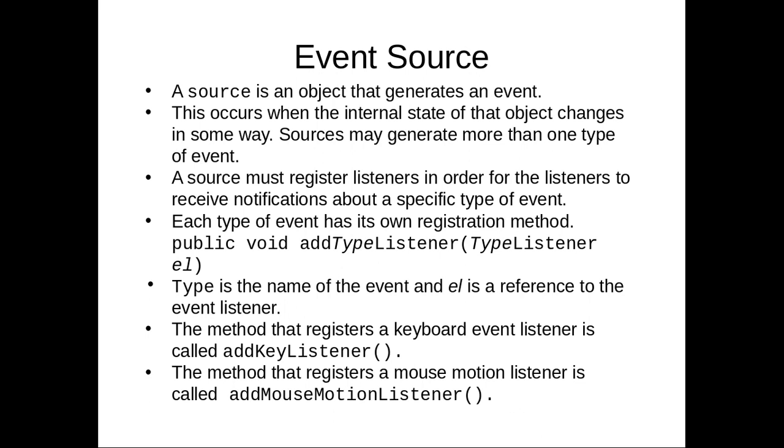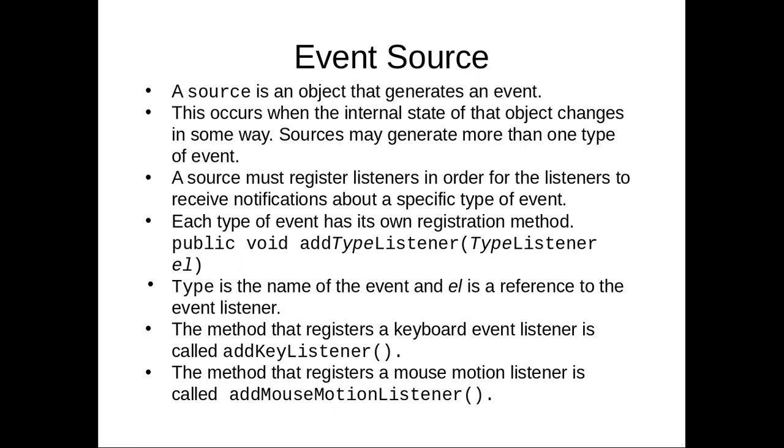What is an event source? A source is an object that generates an event. This occurs when the internal state of an object changes in some way. Sources may generate more than one type of event. A source must register listeners in order for the listeners to receive notifications about a specific type of event. Each type of event has its own registration method: public void addTypeListener(EL). For example, if you want a particular listener to be registered, you have to use add type listener. Here type is the name of the event and EL is a reference to the event listener.